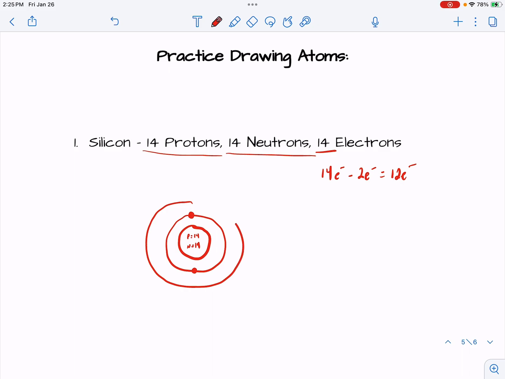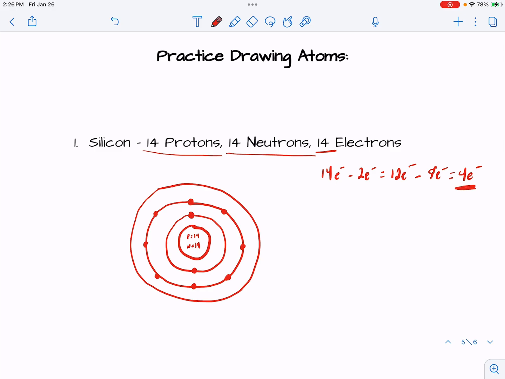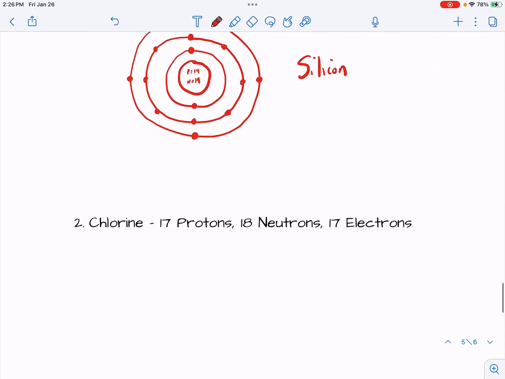So I'm going to draw my second energy level. The second energy level, remember from our math above, can only hold how many? Yep, that's right. It can only hold 8. So now I've used 8 more, so I'm going to subtract an additional 8 electrons to get 4 remaining. Our third energy level can hold up to 18, but remember, we don't need 18. We only have 4 left. So I'm going to draw all 4 in the third energy level. And this is a Bohr model for silicon. Final product right there. Okay, pretty easy, pretty straightforward.